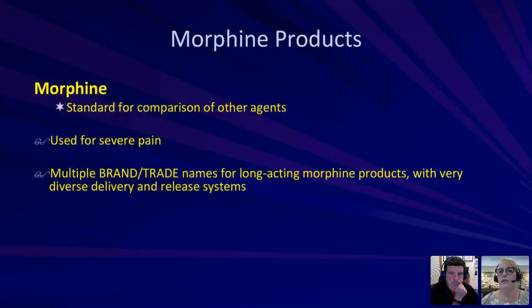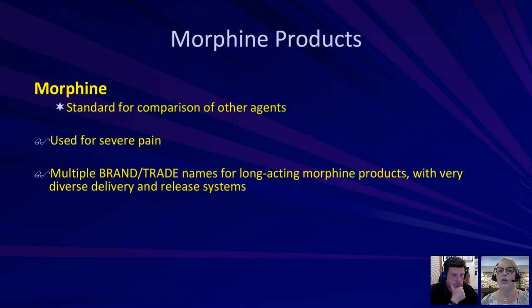So let's just run through some of these products so you can see quickly how they compare. We won't spend too much time on them, but it's just going to give you a background on some of their differences. Morphine is the standard to which all other opioid products are compared. It was one of the first products to come out and really became important and popular for use in the Second World War.